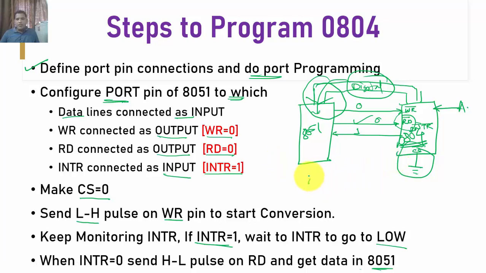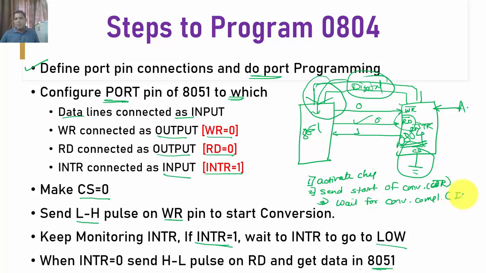So in short, first activate the chip. After activation of the chip, send the start of conversion command. This is done by simply sending the WR bar. Wait for conversion to complete. This is done by monitoring the INTR bar pin, right? So when it is 1, the conversion is in process, and when it changes from 1 to 0, the conversion is completed.